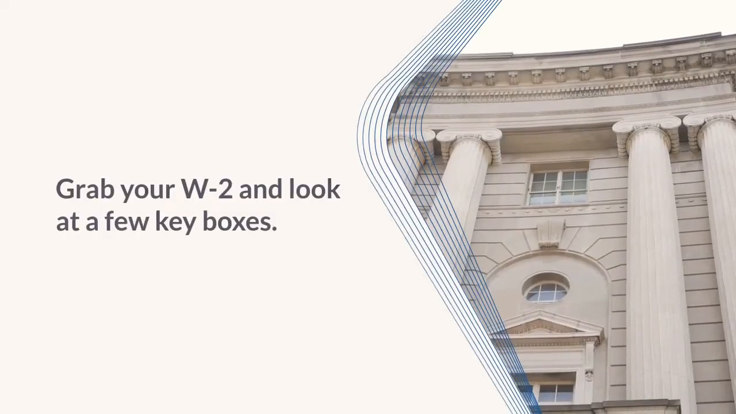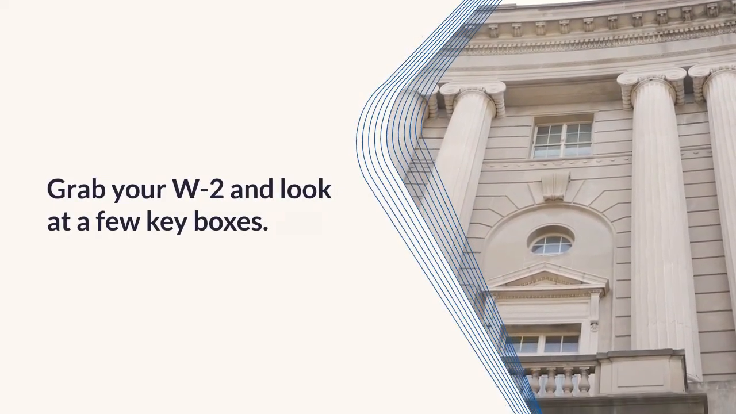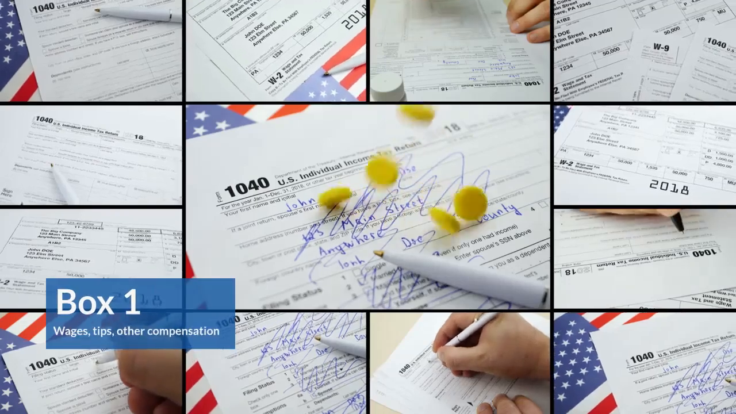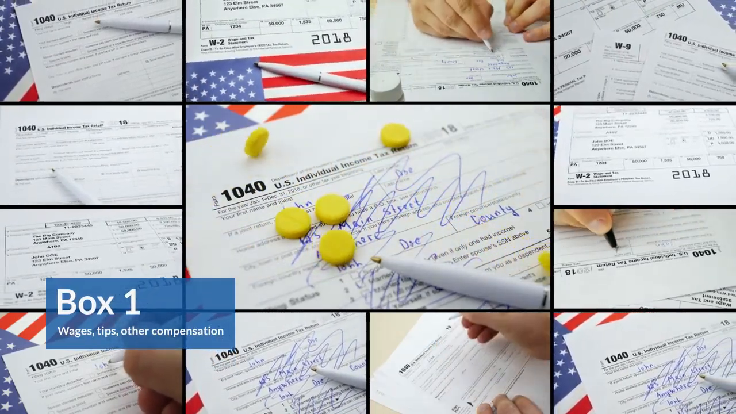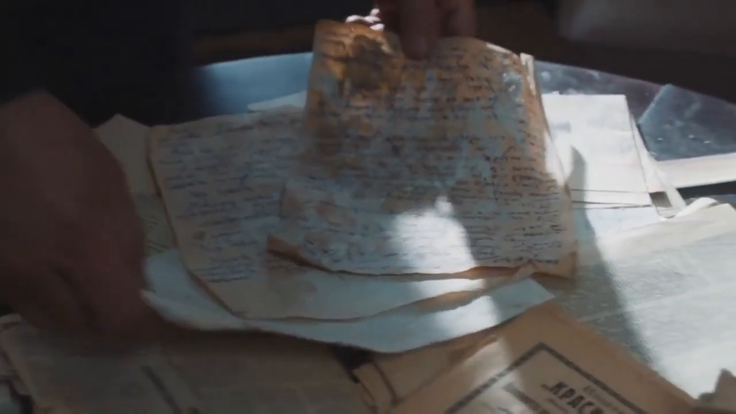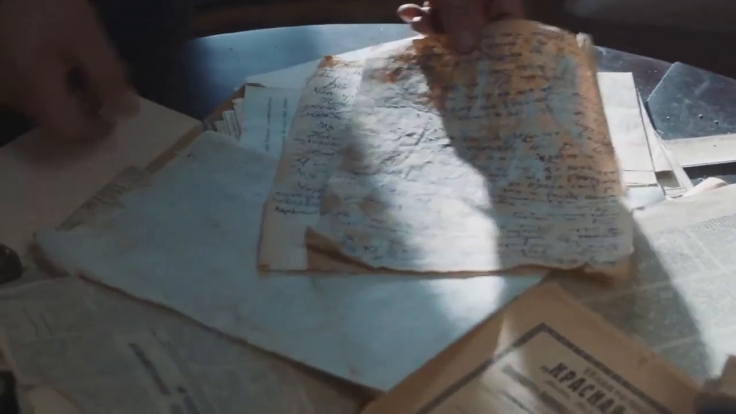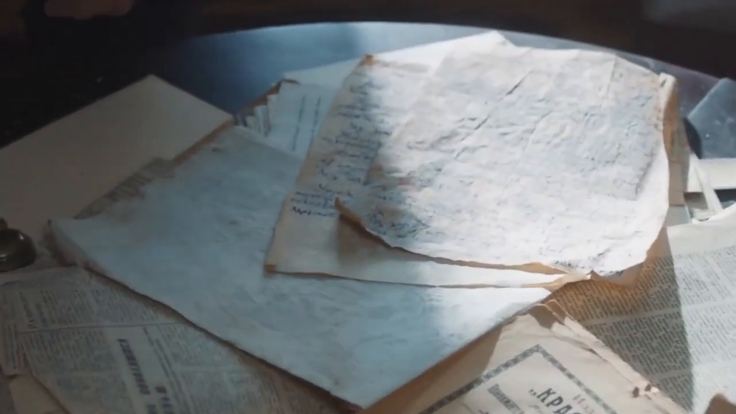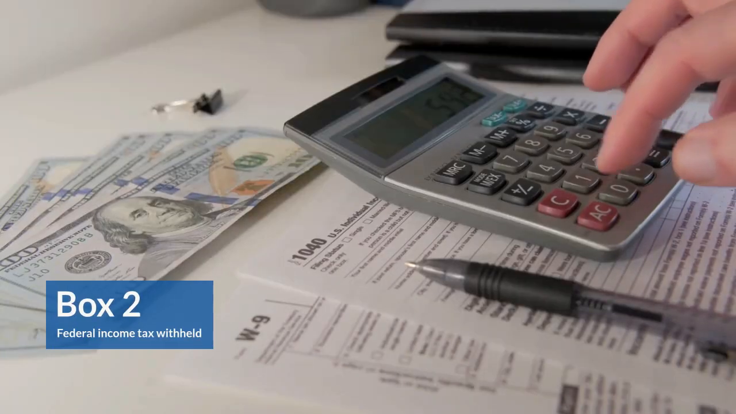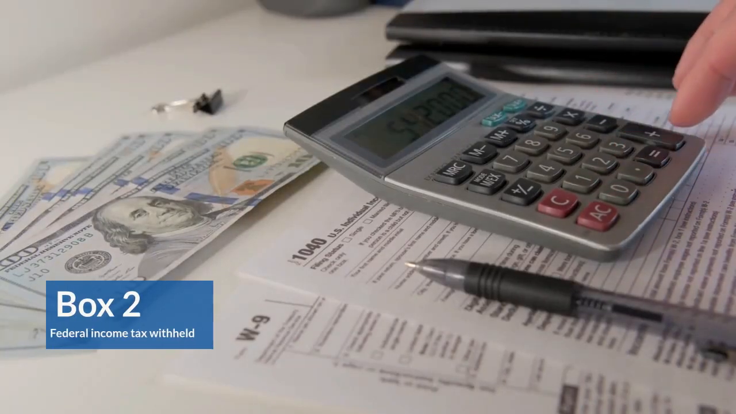First, grab your W-2 and look at a few key boxes. Box 1, labeled Wages, Tips, Other Compensation, is your total taxable income from that job for the year. This number might be lower than your total salary because it already has pre-tax deductions like 401k contributions or health insurance premiums removed. Next, find Box 2, Federal Income Tax Withheld.